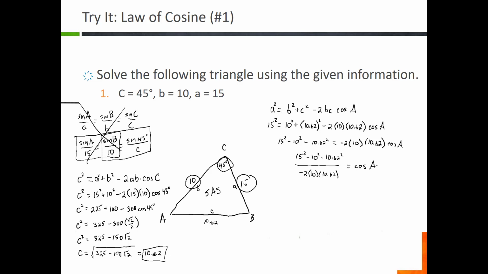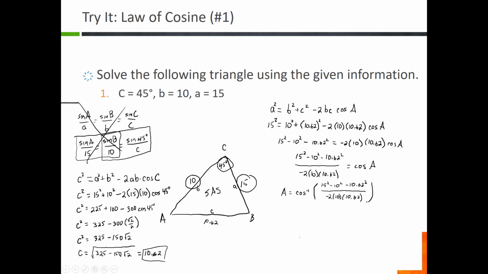And so how do we find A? How do you get rid of a cosine? You have to do an inverse cosine. So this whole fraction on the left side, you can compute that pretty easily with the calculator. Just make sure you have parentheses around the numerator and the denominator. So A, but I'm going to go ahead and write the whole thing out. A is going to equal the inverse cosine of 15 squared minus 10 squared minus 10.62 squared, all over negative 2 times 10 times 10.62.